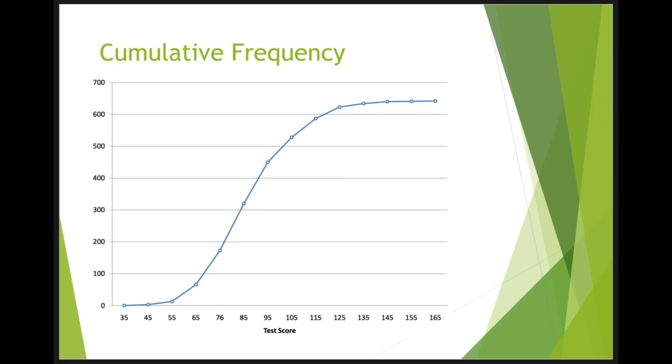A cumulative frequency polygon for the same test scores is shown here. The graph is the same as for a frequency polygon, except that the y value for each point is the cumulative frequency rather than the frequency. For example, there are no scores in the interval labeled 35, 3 in the interval 45, and 10 in the interval 55. Therefore, the cumulative frequency for 55 is 0 plus 3 plus 10 equals 13. Since 642 students took the test, the cumulative frequency for the last interval is 642.